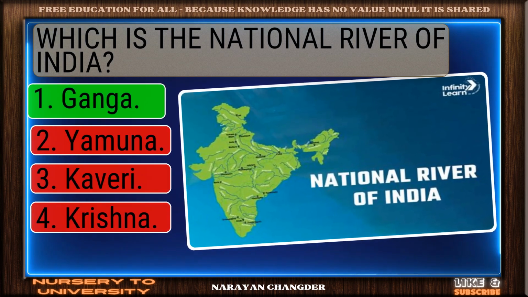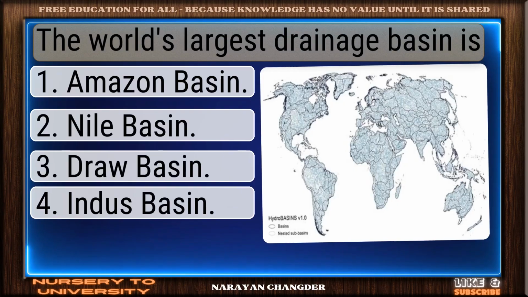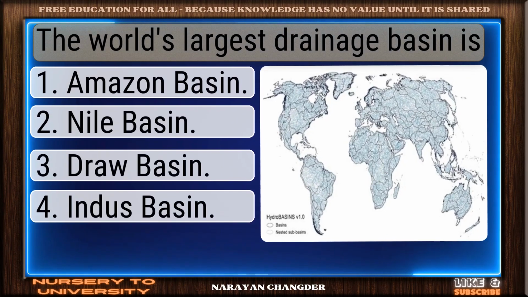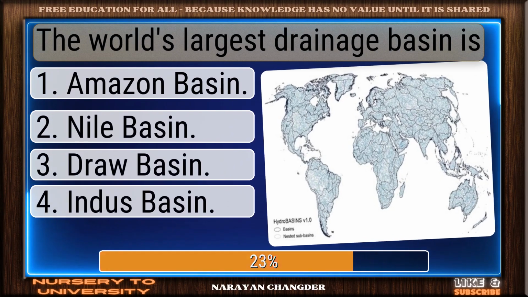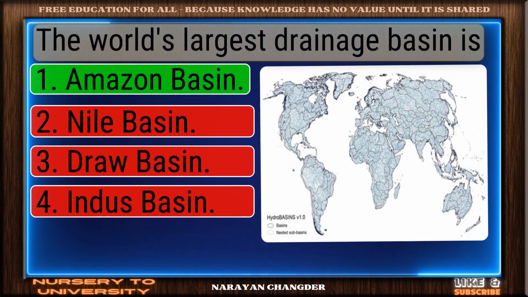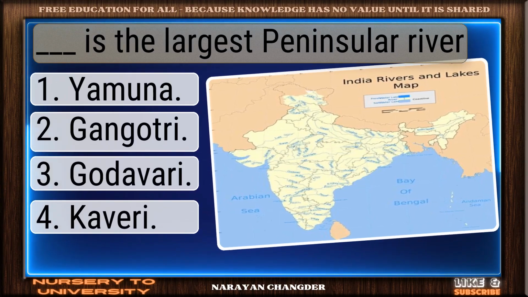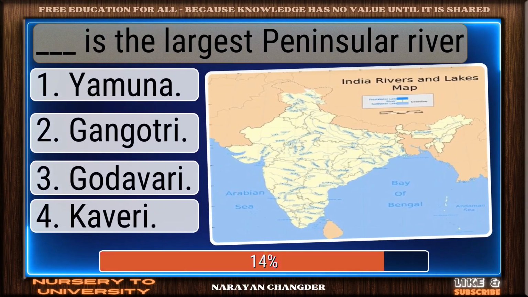Clear logic. Your choice, Ganga, is sound and 100% true. Question number 160. The world's largest drainage basin is? Nice work. You chose Amazon basin and it is correct. Question number 161. Dash is the largest peninsula river.